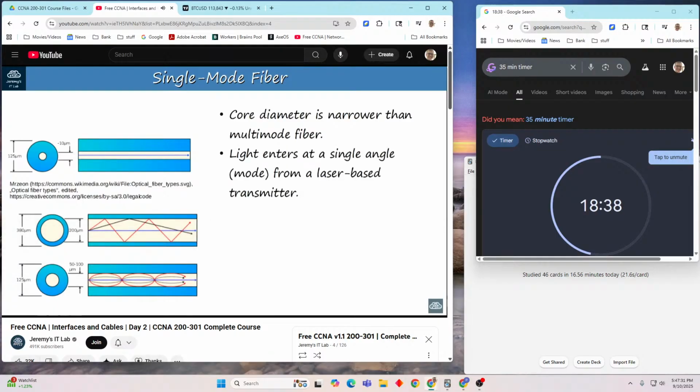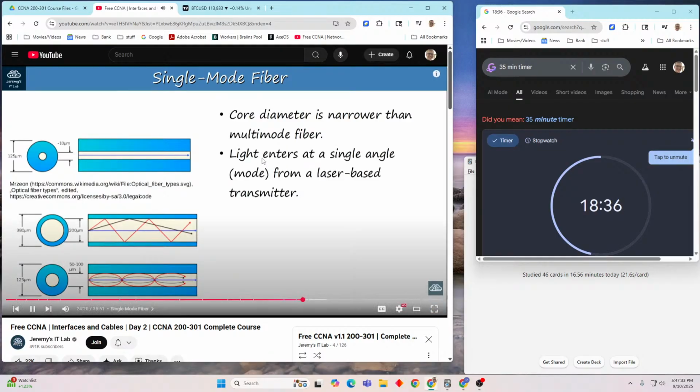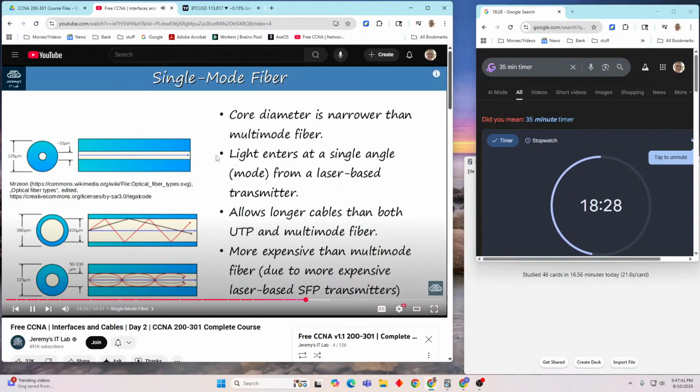Light enters at a single angle, known as a mode, from a laser-based transmitter. Notice in the diagram that the light wave travels straight down the core of the cable. Single-mode fiber allows longer cable lengths than both UTP and multi-mode fiber cables. And single-mode fiber cables are more expensive than multi-mode fiber cables, due to the more expensive laser-based transmitters used.